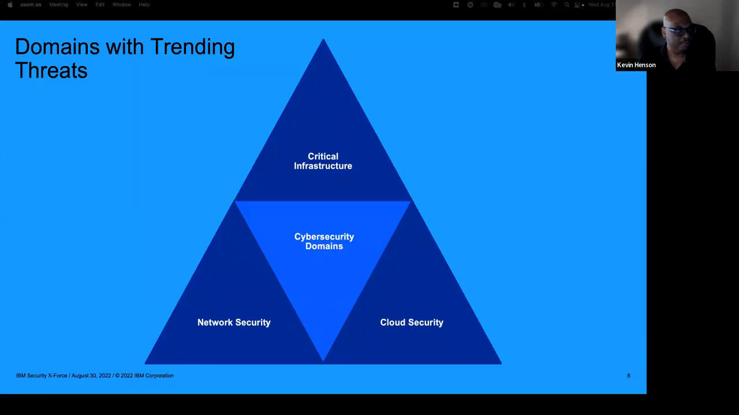So these are the three domains, I think, when you look at the trends and what's going on in the cybersecurity landscape: critical infrastructure, network security, and cloud security are the domains that see a lot of trending threats. And so I'm going to go over each of those domains right now.